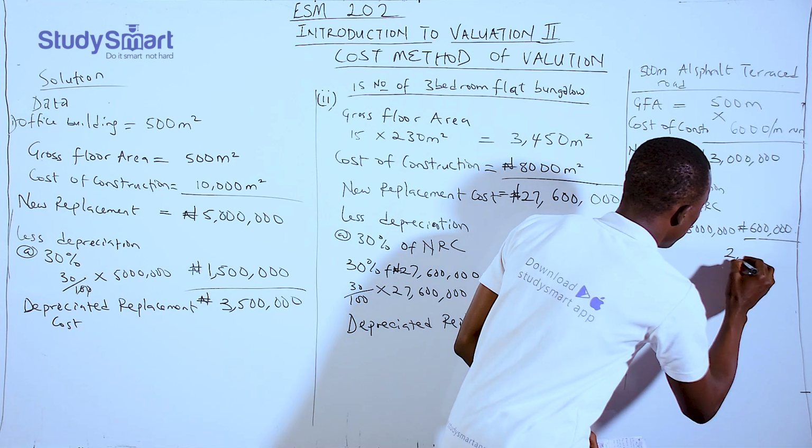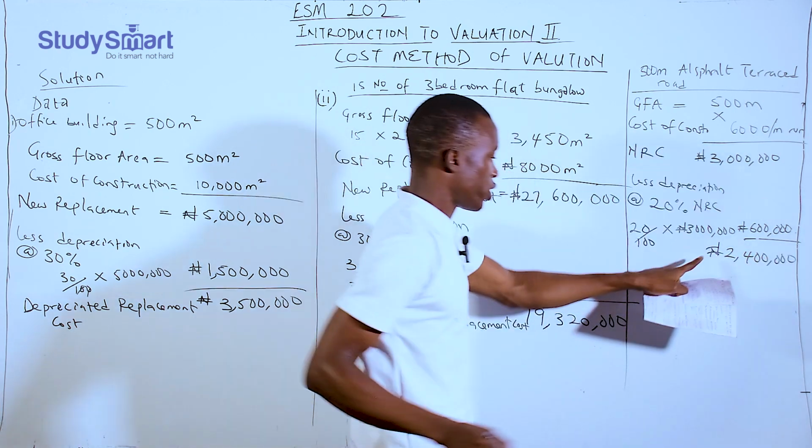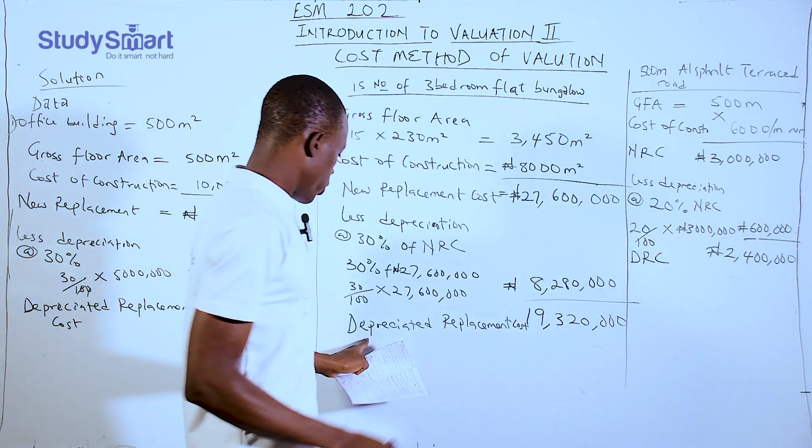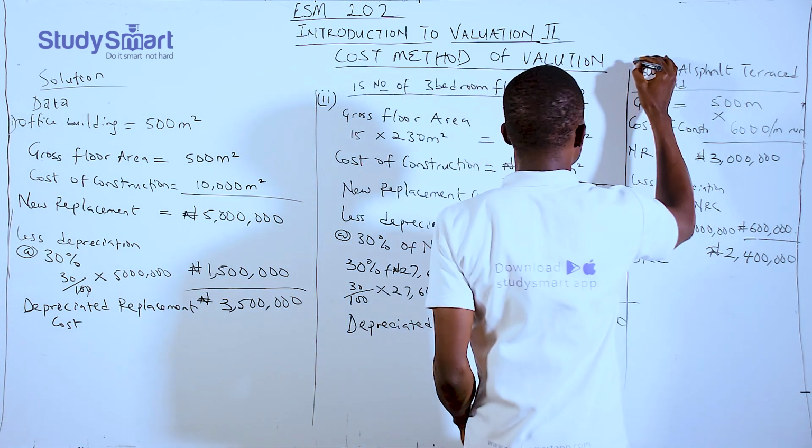What? 2,400,000, which is also known as the what? Depreciated replacement cost. Depreciated replacement cost of this. And this is your what?